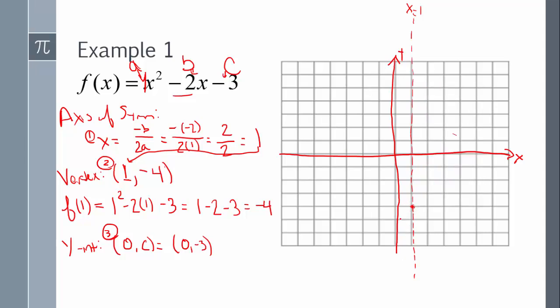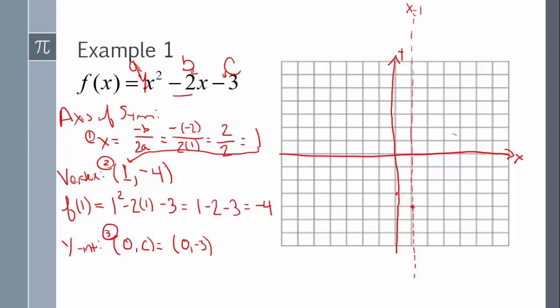I'm going to plot my y-intercept at (0, negative 3). And that's right there. Now I've got to get a third point. So basically what I do is I put my pencil on the y-intercept, I count how many boxes it takes me to get to the axis of symmetry, and I go that many boxes on the other side.